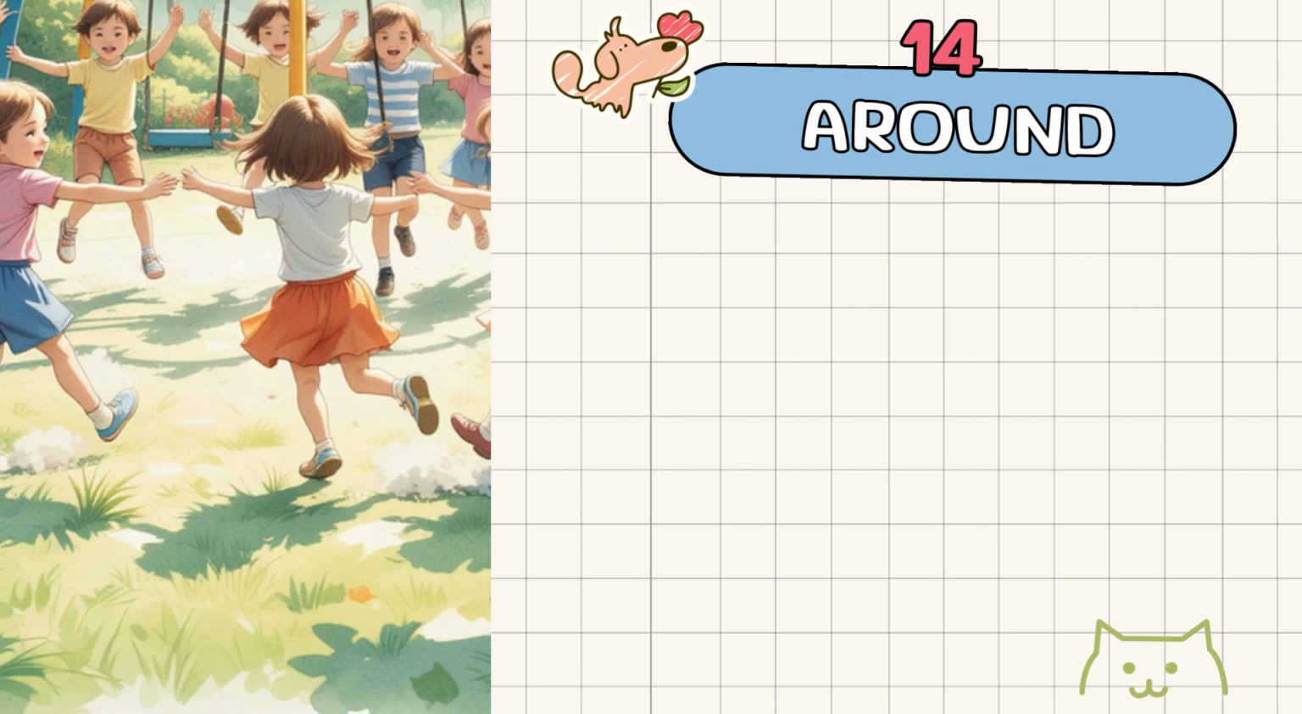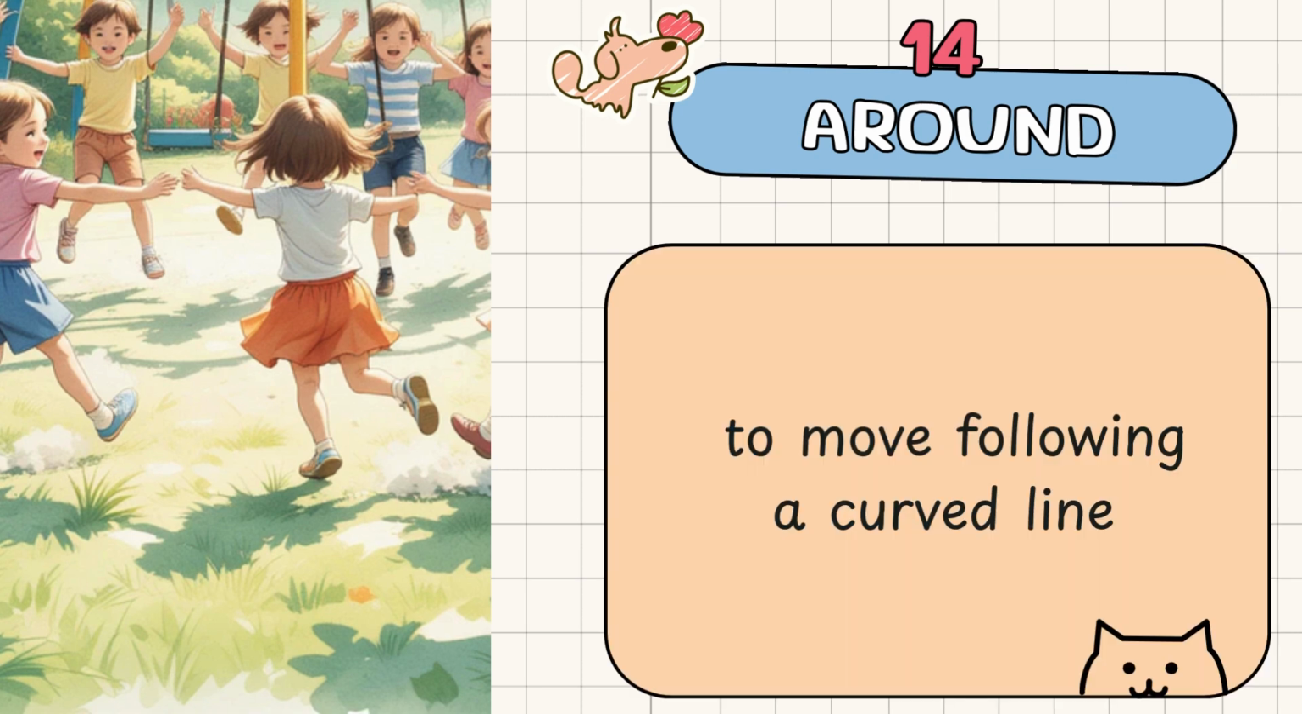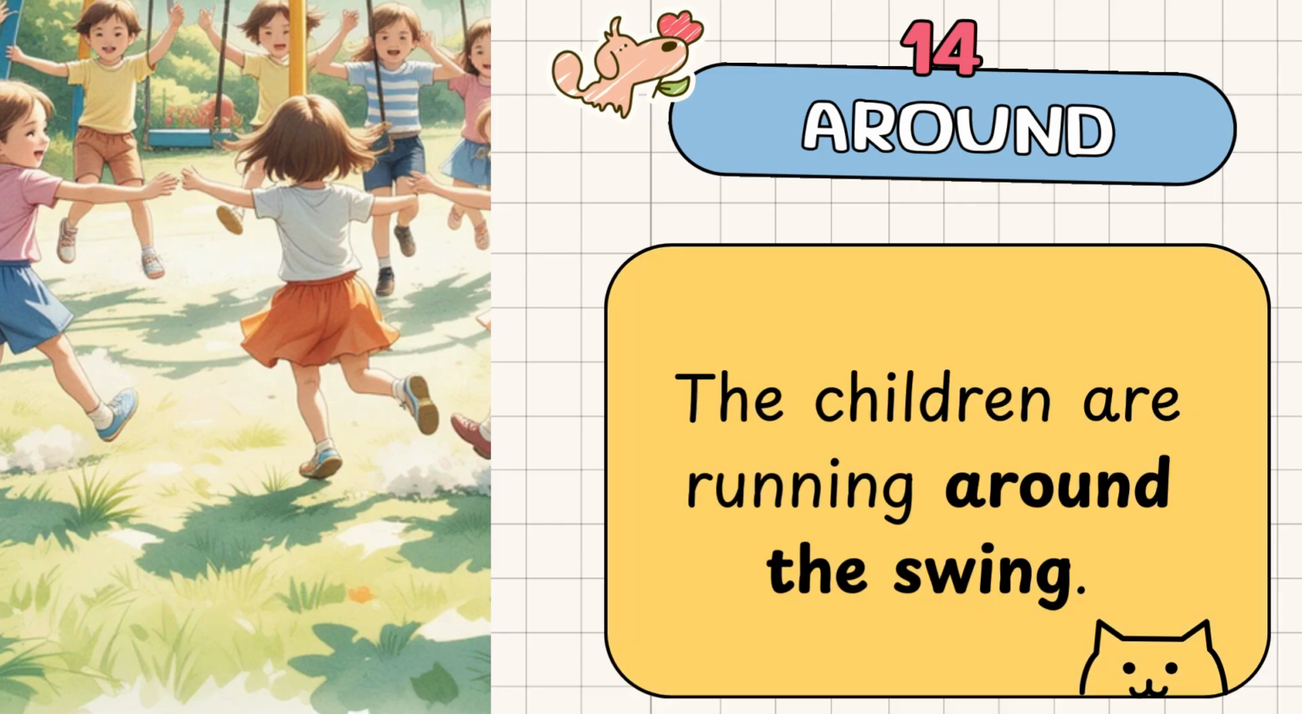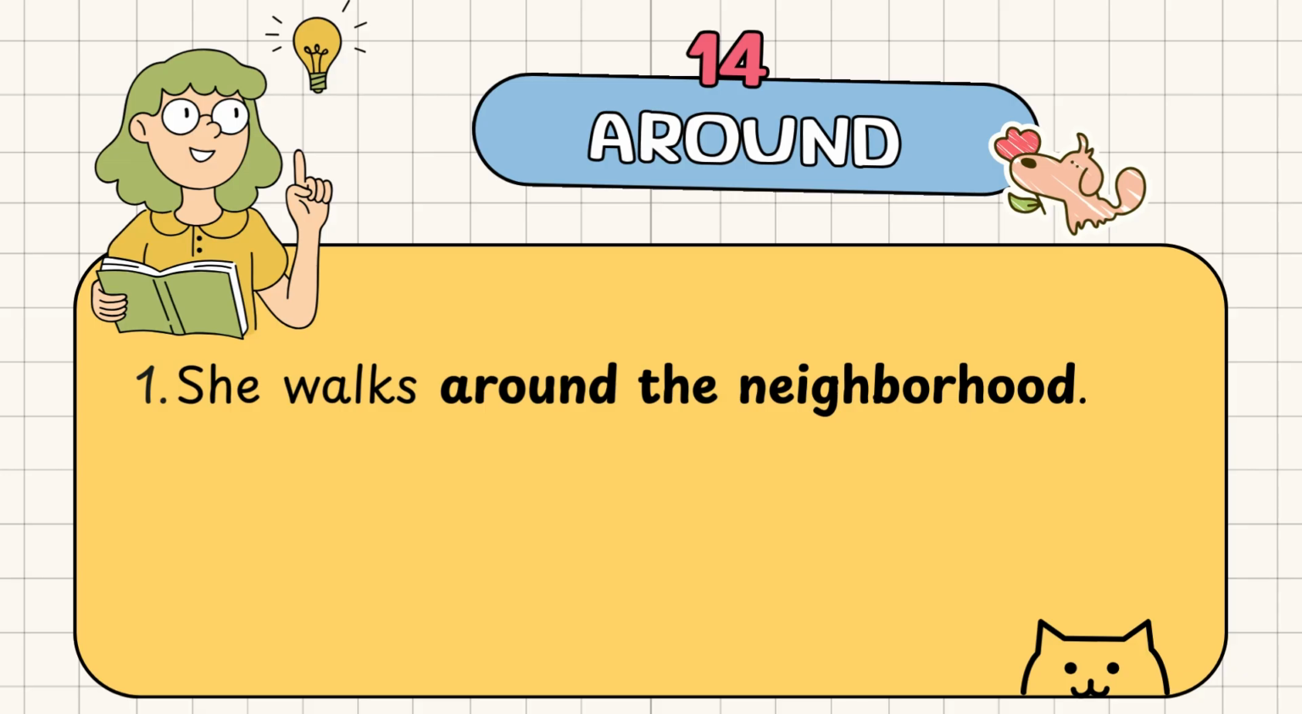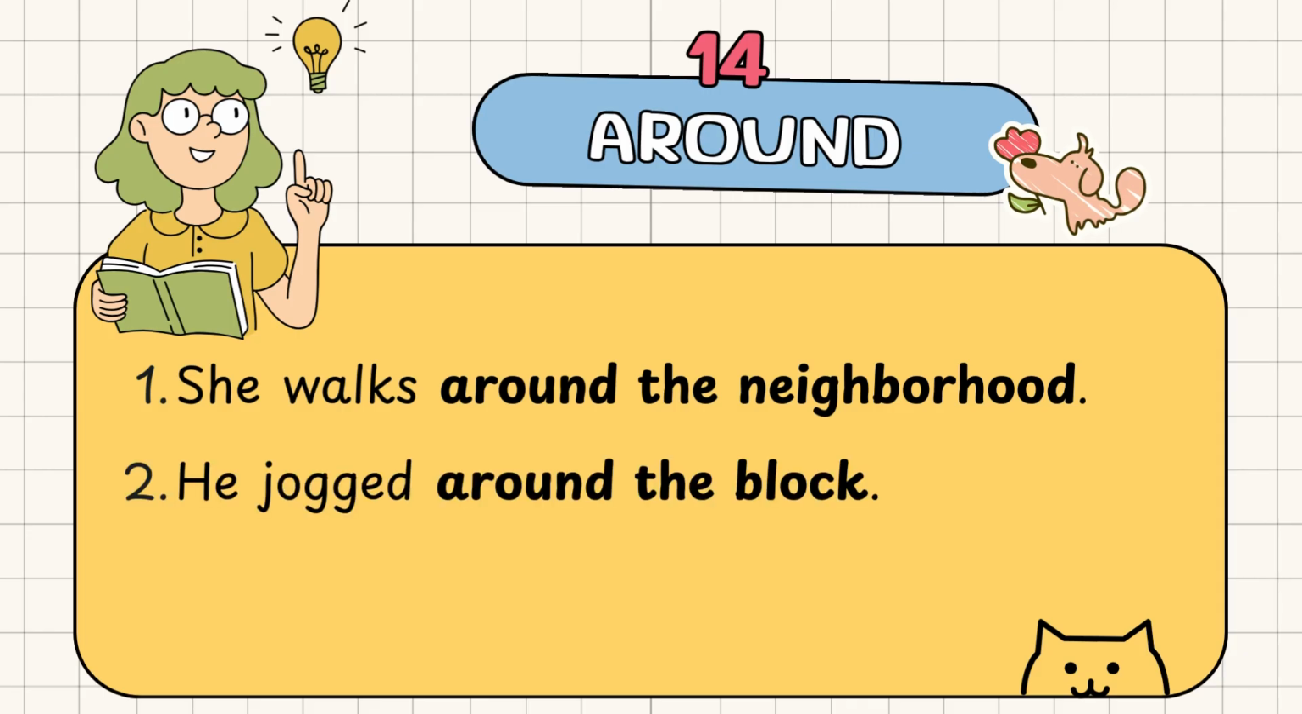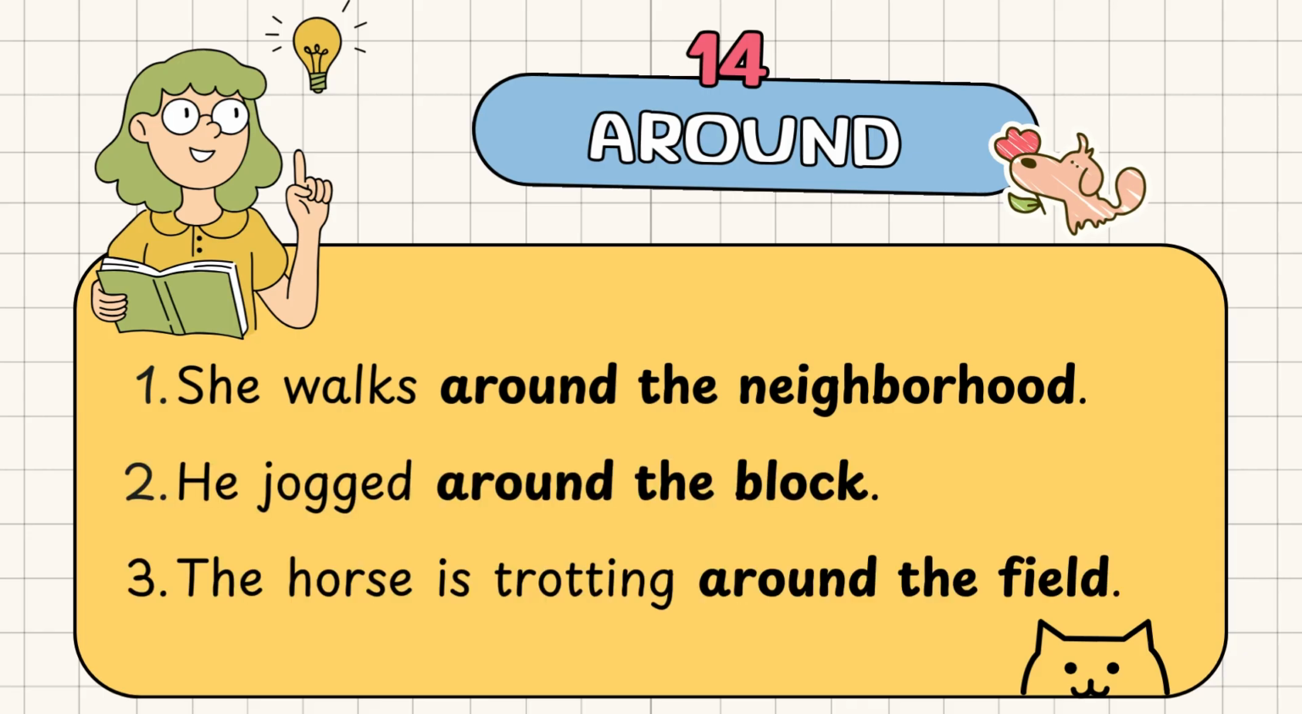Around. To move following a curved line. The children are running around the swing. She walks around the neighborhood. He jogged around the block. The horse is trotting around the field.